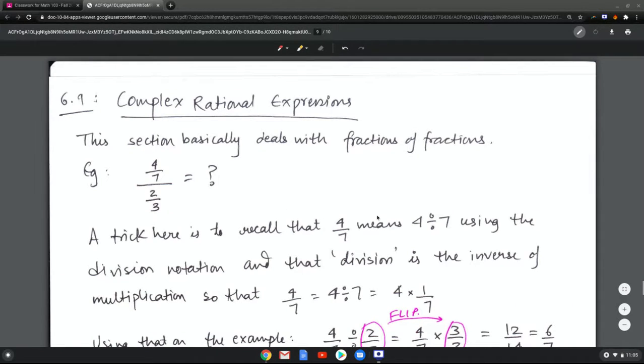Now the trick here is to recall that anytime you see the division symbol, which is the horizontal bar, it actually means divide, using the division notation. And division is just the inverse of multiplication. So 4 divided by 7 is 4 times 1 over 7.